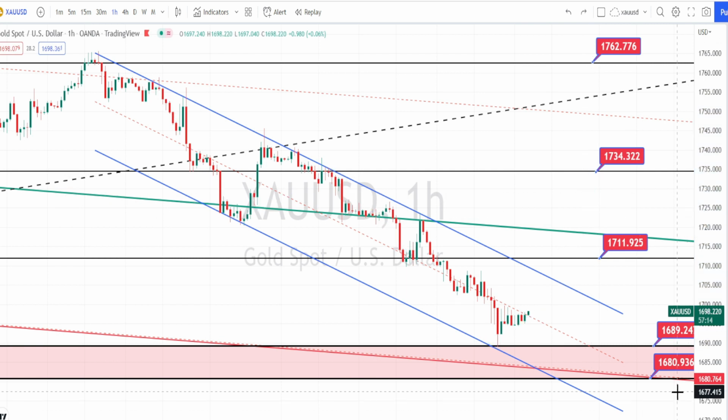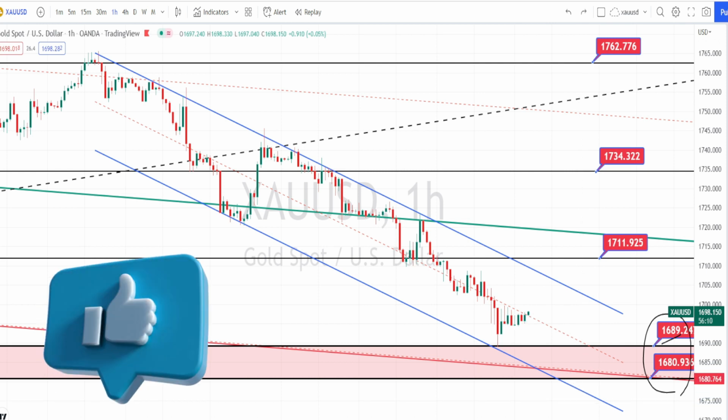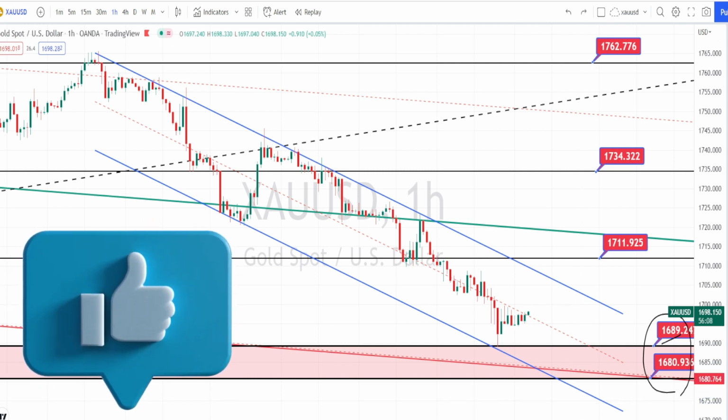And also we know that currently the price action has bounced back from the strong support level between 1689 to 1680. This is a very strong support zone. Only when the price action breaks this support zone can we expect a further continuation of the bearish trend in the hourly time frame also. Let us mark the support and resistance levels.